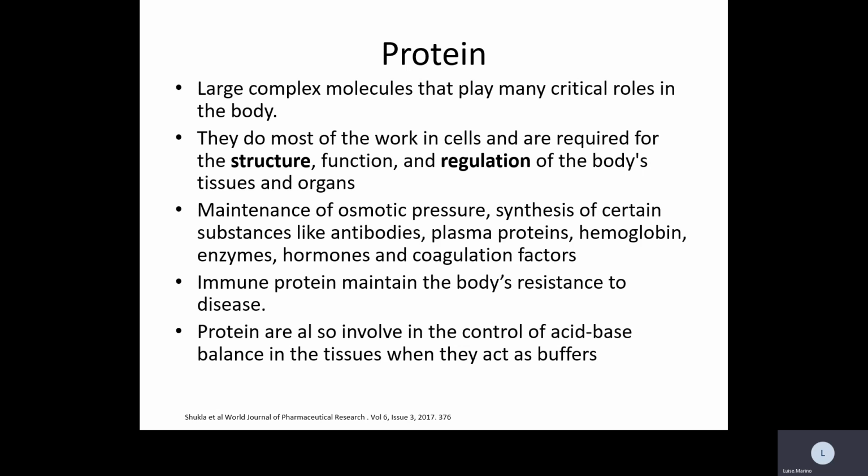So you've got lots of different kinds of plasma proteins. You've got albumin, globulin, prealbumin, C-reactive protein, and they all have varying different functions. And obviously proteins involved in hemoglobin, enzymes, and coagulation factors. The immune response is protein-rich, and it's involved in maintaining the body's resistance to disease. It's also involved in the control of acid-base balance in tissues, where these act as a buffer. So protein has a tremendously important role within the body.